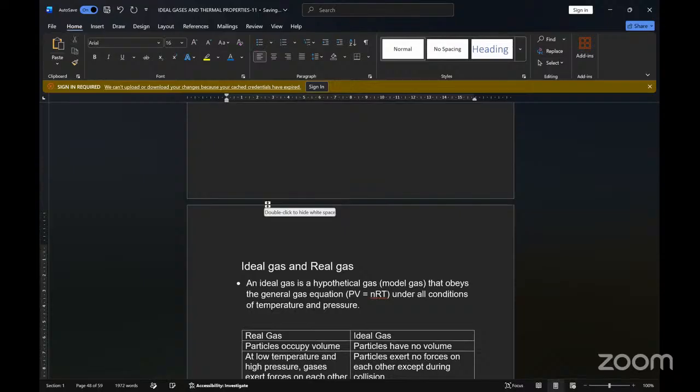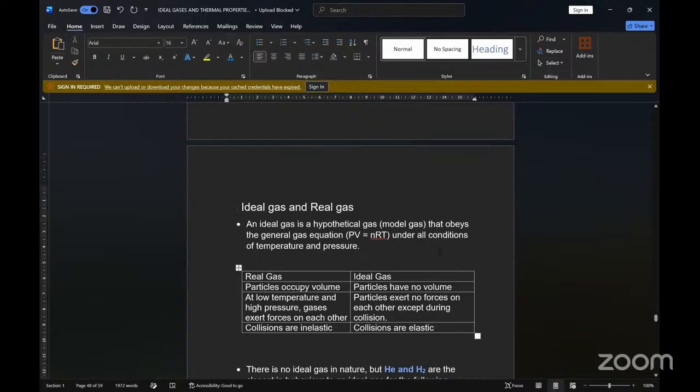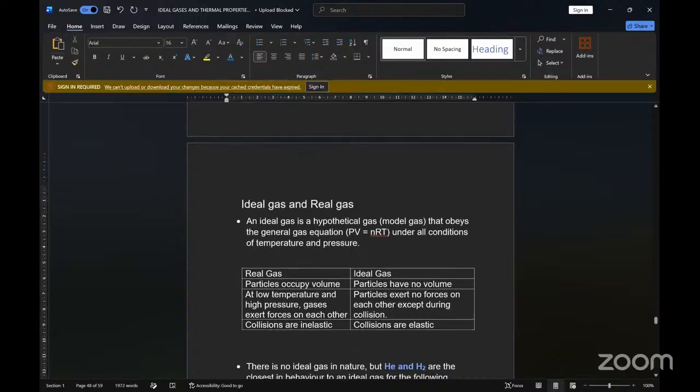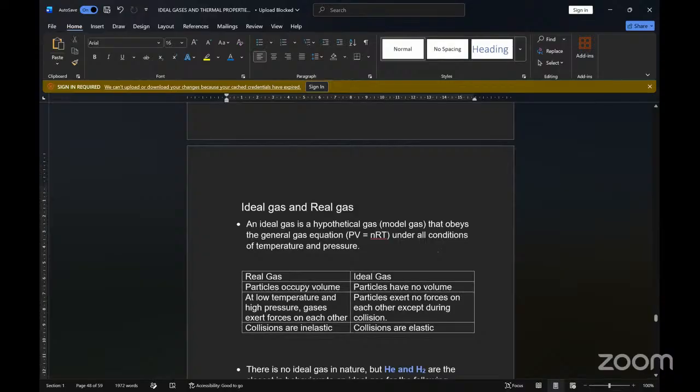So how do you define an ideal gas? You say an ideal gas is a hypothetical gas. If you cannot remember the word hypothetical, just say it's a model gas that obeys the general gas equation, PV equals nRT, under all conditions of temperature and pressure. If they ask you, this is the definition of an ideal gas, try to cram it. So we're going to compare a real gas and an ideal gas. Real gases occupy volume. Ideal gases, the particles do not occupy volume. Now, at low temperature and high pressure, the gases exert force on each other. That is real gases.